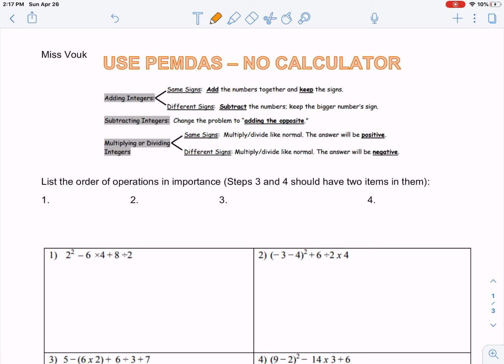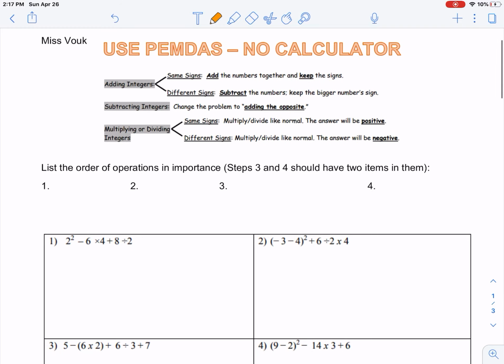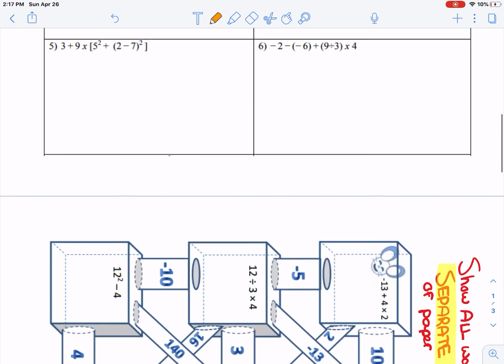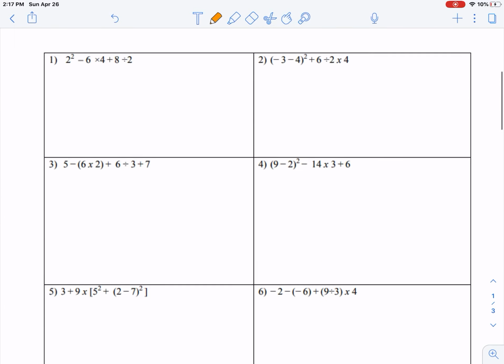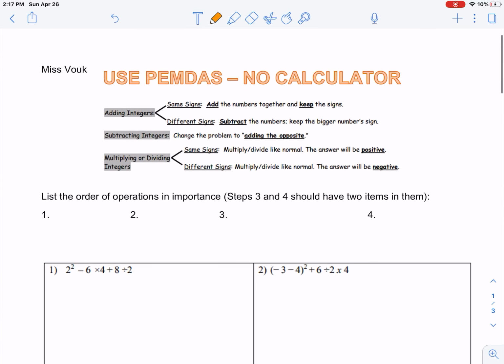I just wanted to make sure I went over at least 2 examples here for you guys and then briefly went over this maze down here below. So just as a reminder, I have your rules up here for your integers, and then we're going to be using the order of operations.